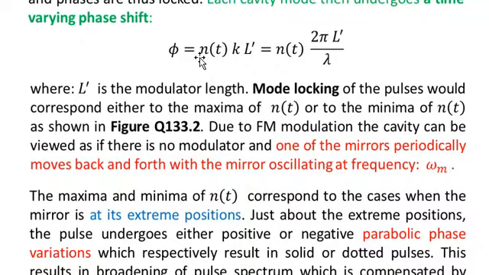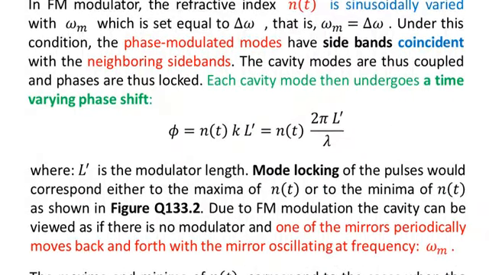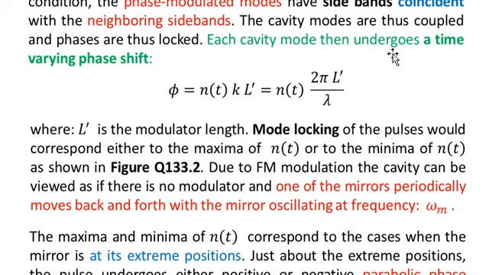So this is the phase varying shift that is introduced. Each cavity mode then undergoes a time varying phase shift according to this, where capital L is the modulator length. Mode locking of the pulses would correspond either to the maximum of n of t curve or to the minimum of n of t curve. So you know that I have explained that the two types of curves occur corresponding to the maxima in n of t curve and corresponding to the minima in n of t curve, as shown in figure number 2.